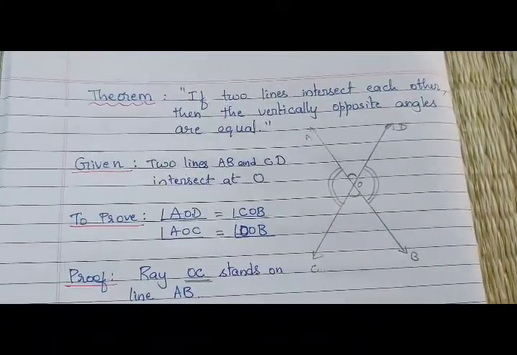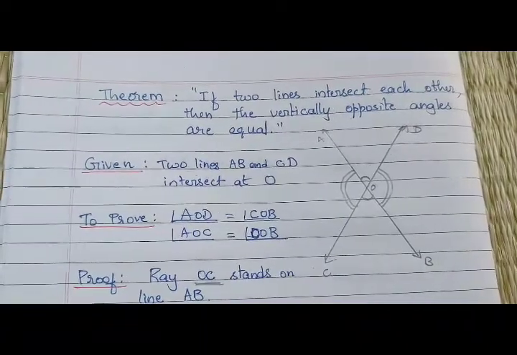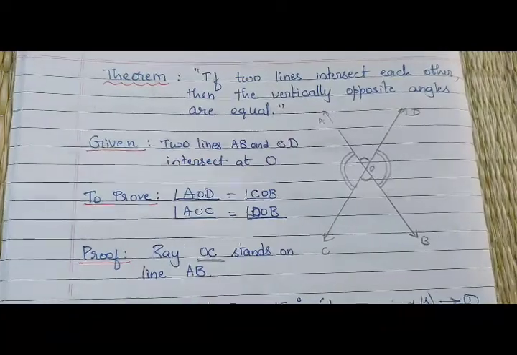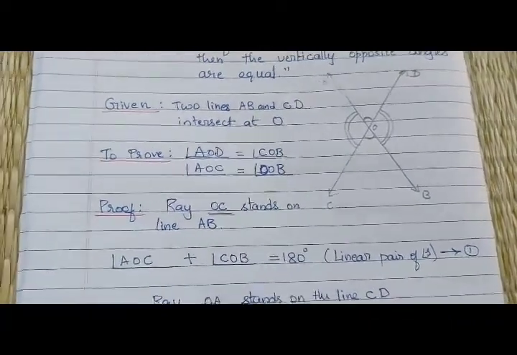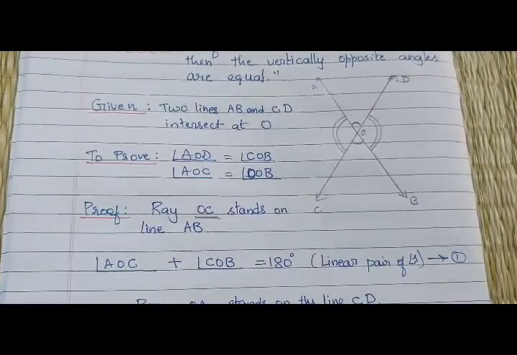Here is one theorem. If two lines intersect each other, then the vertically opposite angles are equal. Given: two lines AB and CD intersect at O. To prove: angle AOD is equal to angle COB and angle AOC is equal to angle DOB. Proof.